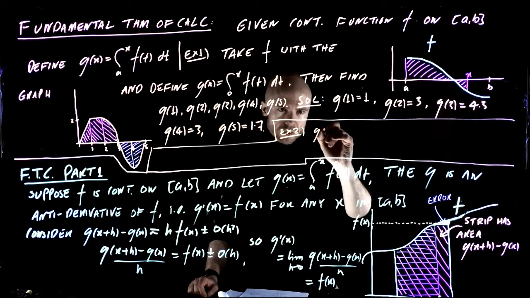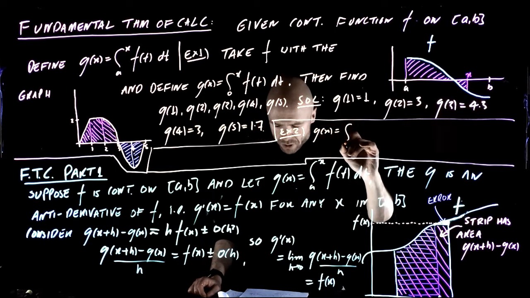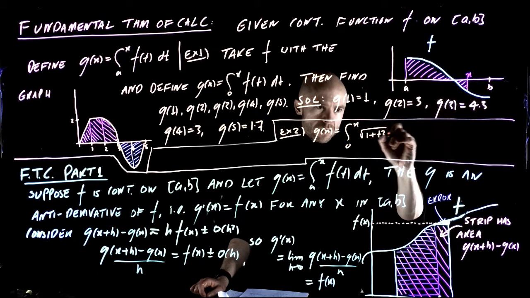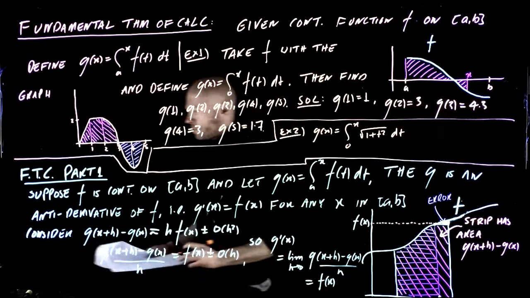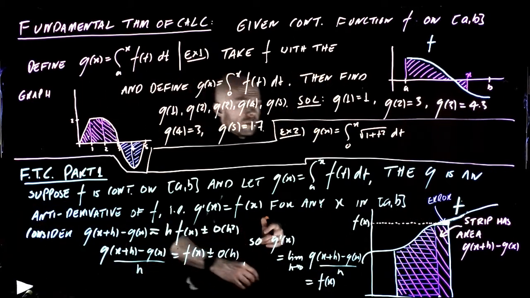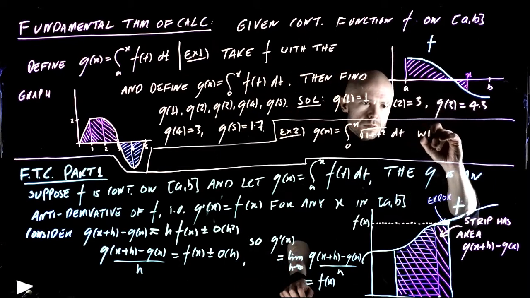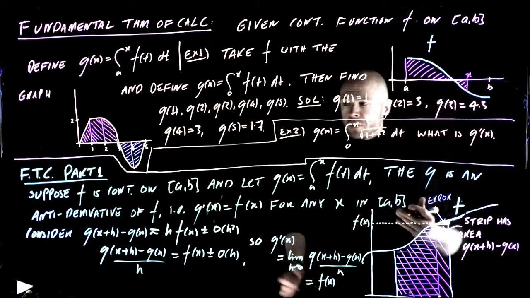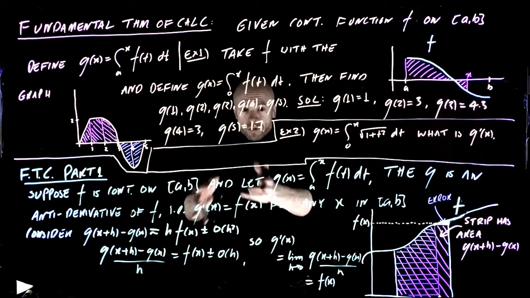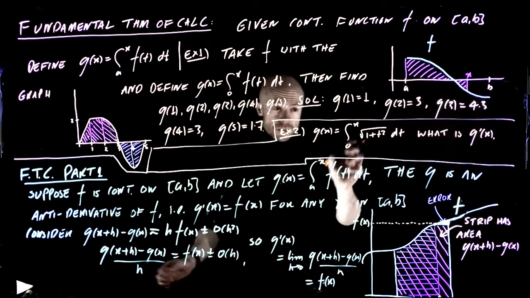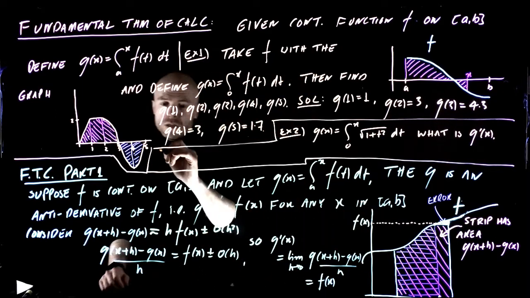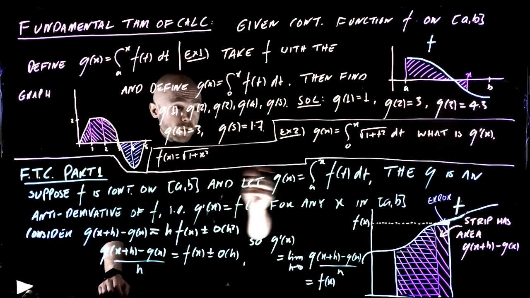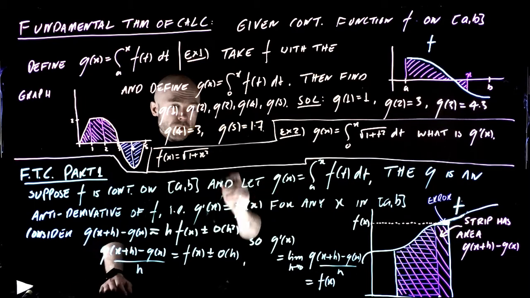Suppose we have g of x is equal to the integral from 0 to x of the square root of 1 plus t squared dt, and we want to differentiate this. What is g prime of x? Well, this is just a simple application of this actual theorem. We just take f to be this function, right? So f of x is equal to the square root of 1 plus x squared, and we're exactly in the territory of this theorem. Yeah?